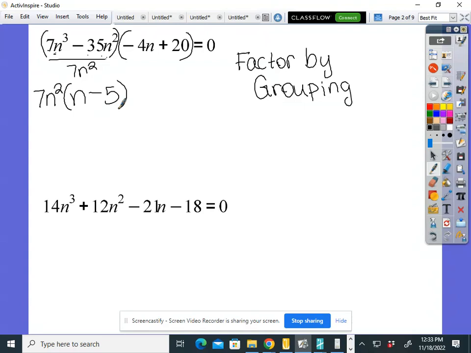What's the greatest common factor of negative 4 and 20? This is a negative. So take out a negative number. Greatest common factor of 4 and 20 is negative 4. We put a negative 4n there. Negative 4n divided by negative 4n is just n. 20 divided by negative 4 is negative 5.